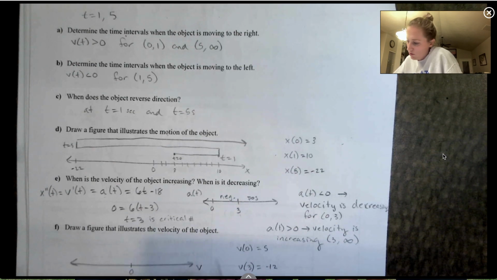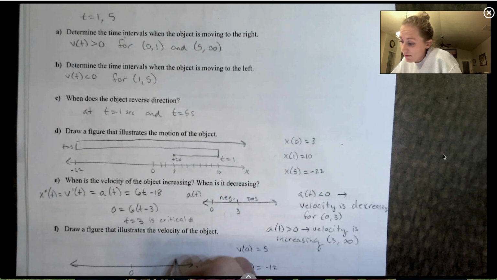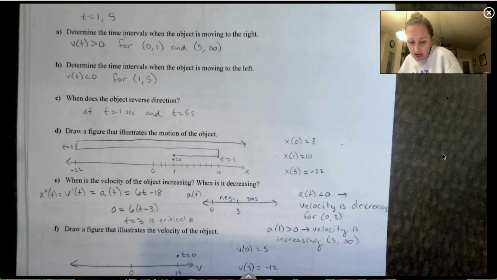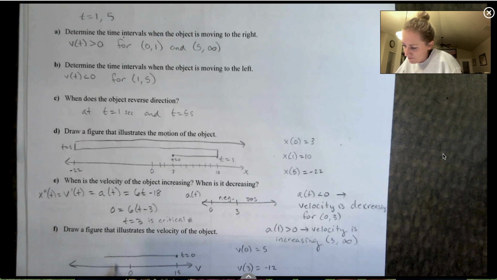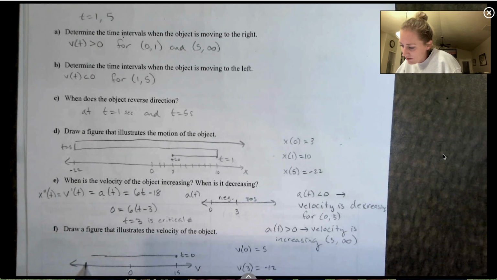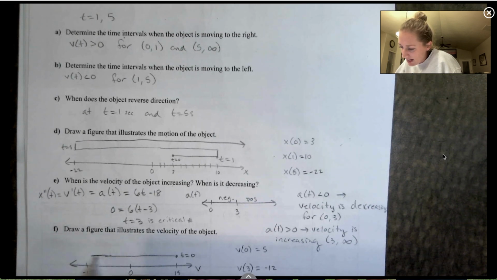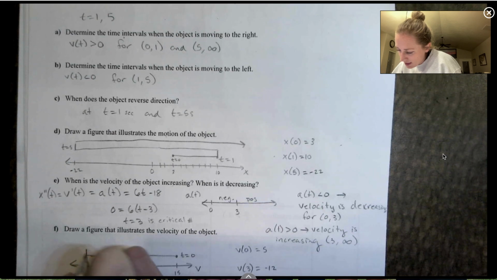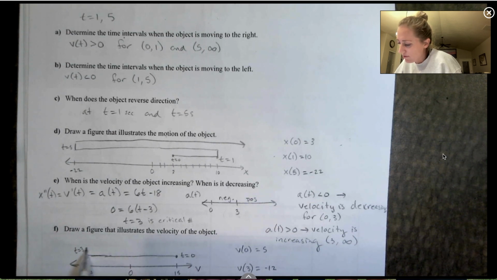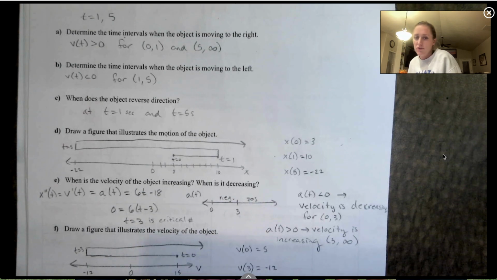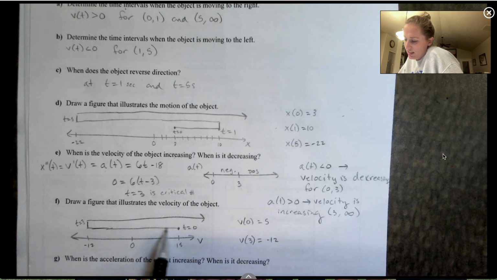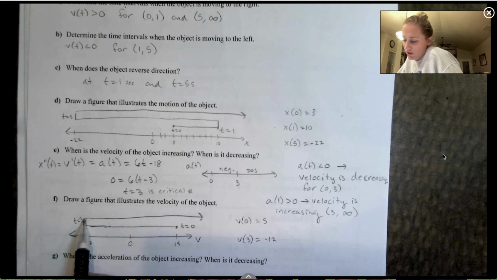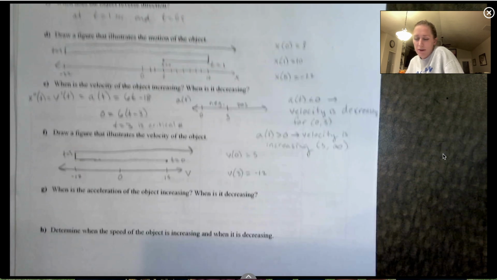So I'm starting with a velocity of 15 right from the get-go when t is 0. And then our velocity is decreasing for 3 seconds. Then I have a velocity of negative 12 at t equals 3, and then it's increasing from 3 seconds on. So that illustrates, starting at a velocity of 15, my velocity is decreasing, and then it starts increasing again at 3.